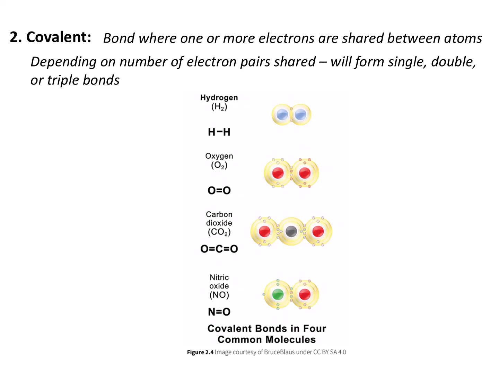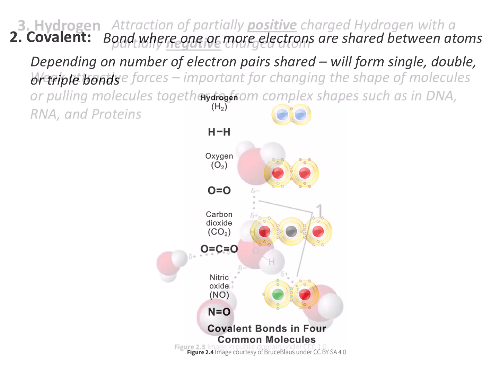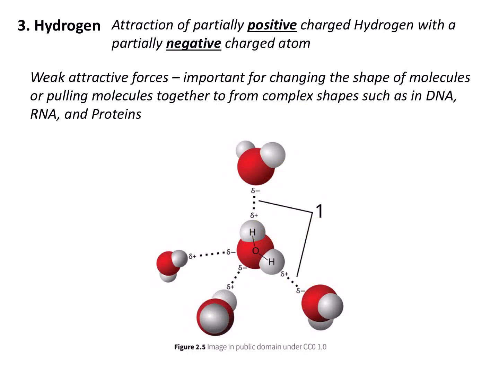Covalent bonds are formed when electrons are shared between 2 or more atoms. Depending on the number of electron pairs shared, you can form single, double, or triple covalent bonds. Covalent bonds are very strong, and usually you need some type of enzyme in the body to break them. This is unlike ionic bonds, which are weaker and can usually be separated by water. The third type of bonding is hydrogen bonding.